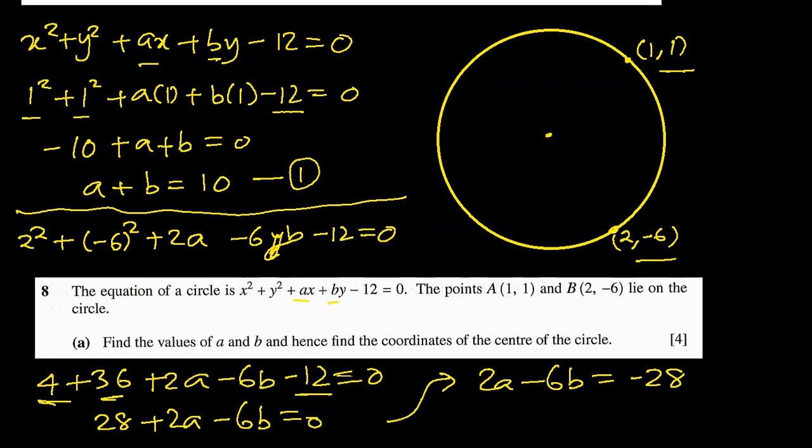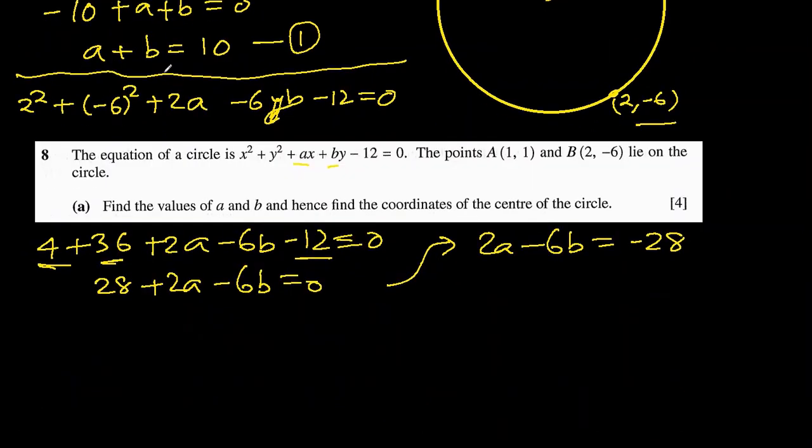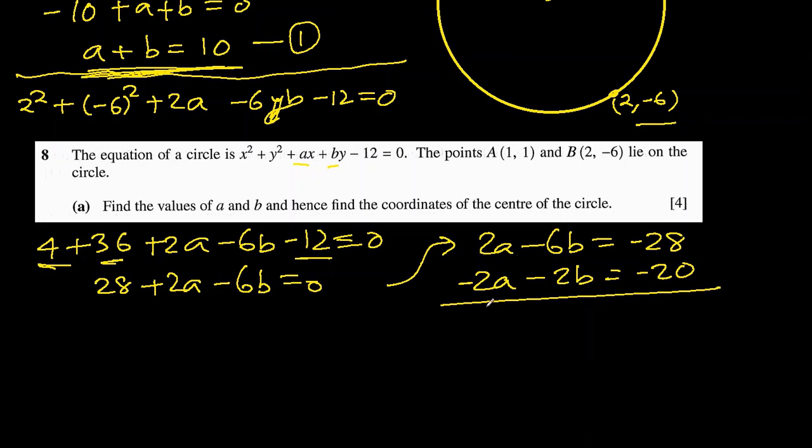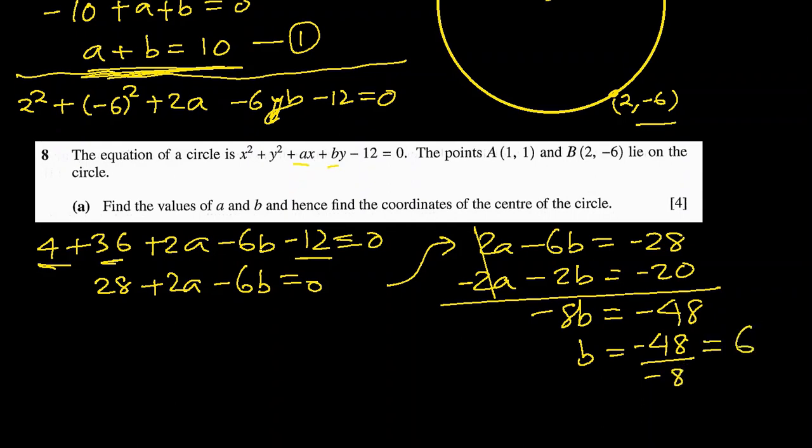Now let's use the elimination method to find a and b. We will multiply equation 1 by minus 2. So let's write it out here: minus 2a minus 2b equals minus 20. And now we can add. Many people subtract after multiplying by 2. I'm straight away multiplying by minus 2, so that makes it negative. So if I add, this cancels out. Minus 8b equals minus 48, and b becomes minus 48 divided by minus 8, which is 6.